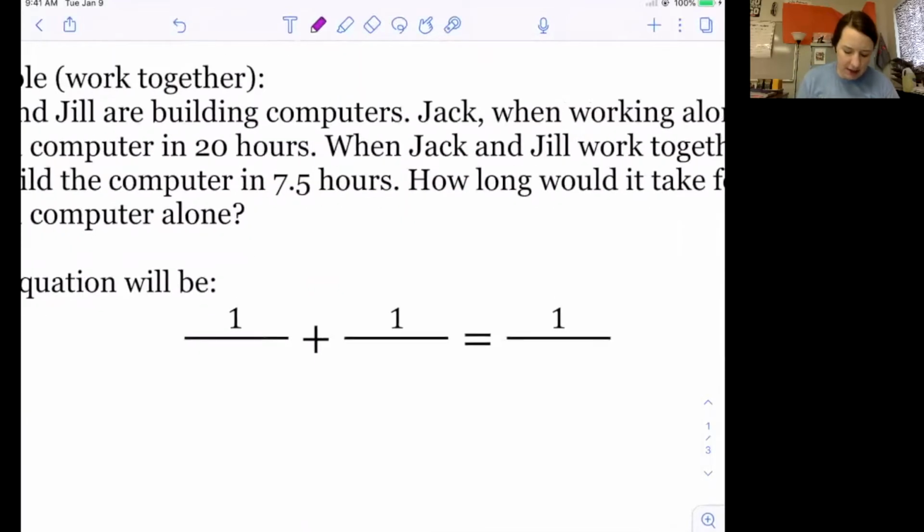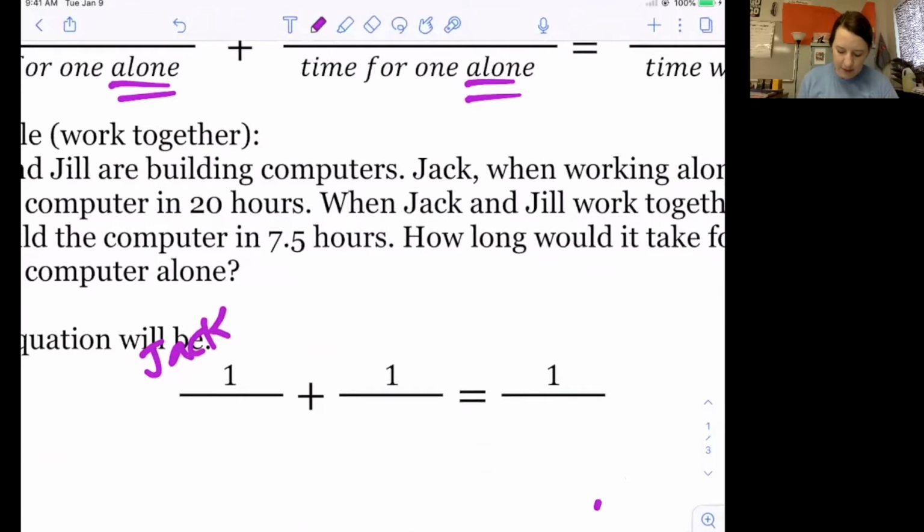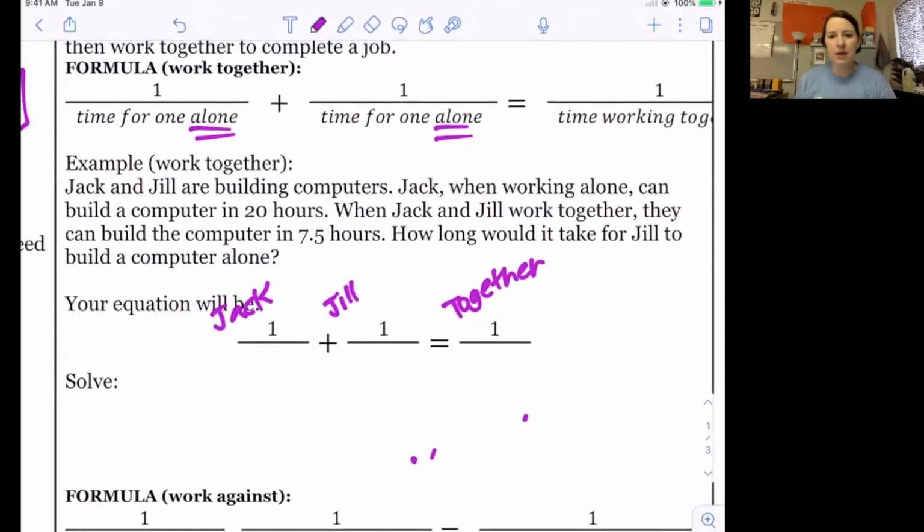So this can be, right here, this can be Jack because these fractions over here are for alone. So that can be Jack, this one can be Jill, and this last one can be what amount of time it takes them to work together. Okay, so we know that when working alone, Jack can build a computer in 20 hours. So Jack's alone time is 20. So that's going to go down here in the denominator.